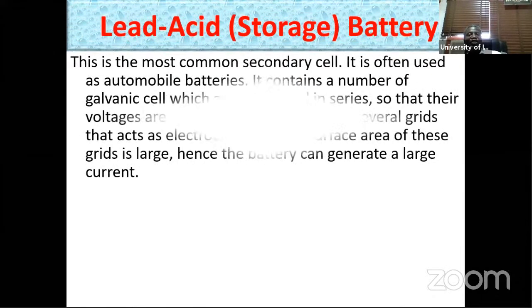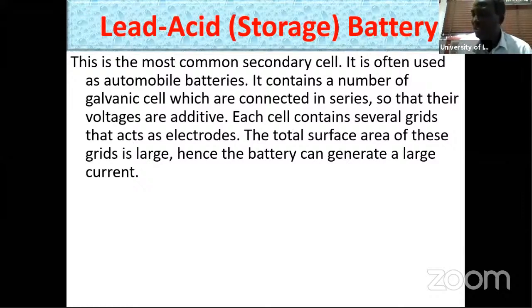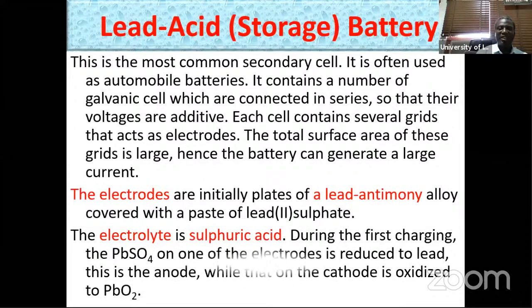So this is your common lead acid storage battery, which is what we use in cars. And I'm sure you must have done this at secondary school. The larger the area, the more electricity is given out. This one normally can be reversed. The reaction can be reversed. That's the major difference between the secondary batteries and the primary batteries. And remember, lead acid battery is also called the storage battery.